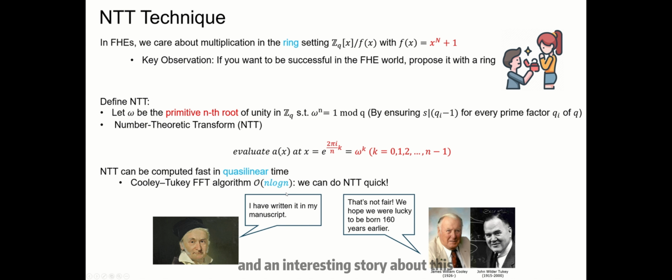And an interesting story about this n log n fast Fourier transform algorithm is that the great mathematician Gauss already discovered this algorithm a long time ago, but he never published his result. And 160 years later, in the 1970s, Cooley and Tukey reinvented this algorithm.